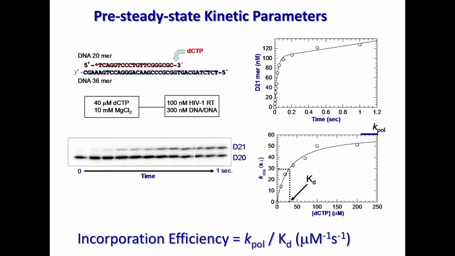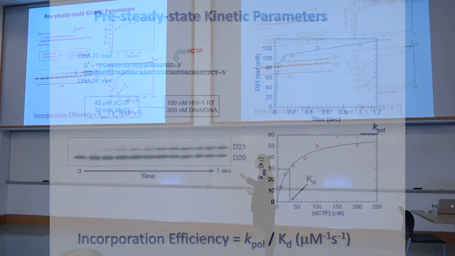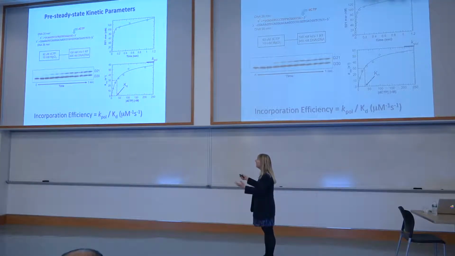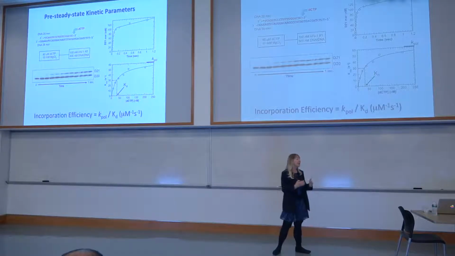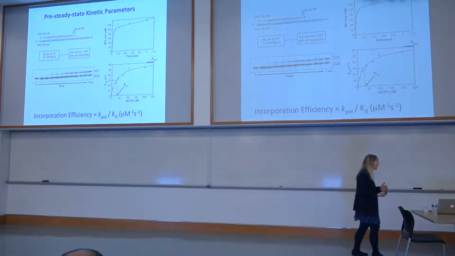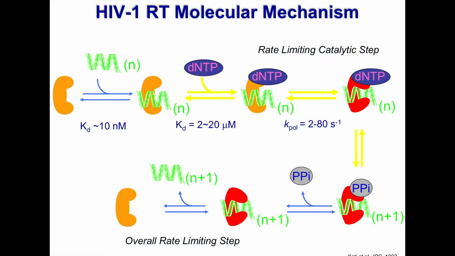And then we can look at that rate as a function of dNTP concentration, or in this case dCTP, and you can define the incorporation efficiency, kpol over Kd, and that really gives you a handle on how either substrates or the nucleoside type inhibitors interact with the enzyme. And so our very early work really delineated the mechanism for reverse transcriptase.